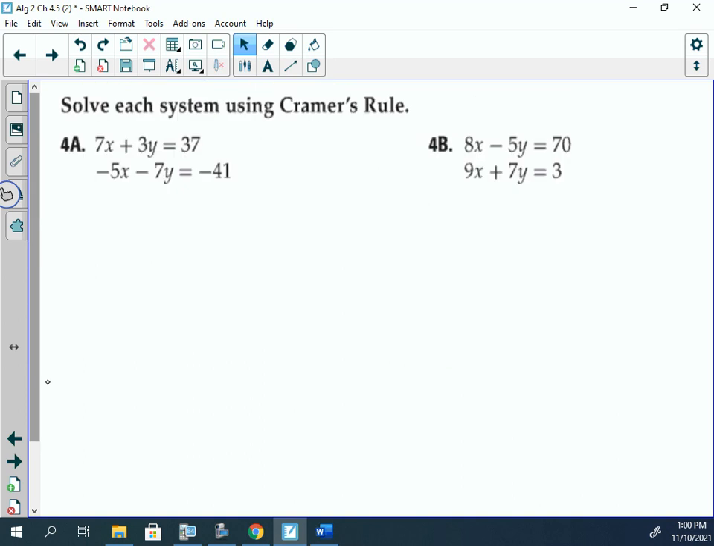4A or 4B, which one do y'all want to look at next? Because we'll only do one of them, we won't do both. 4B.